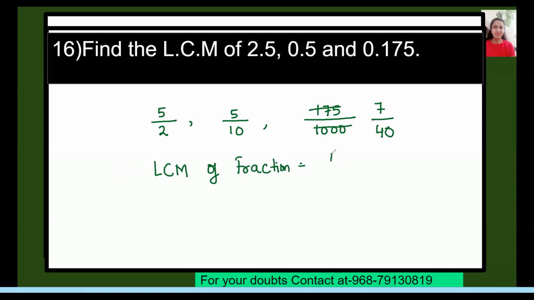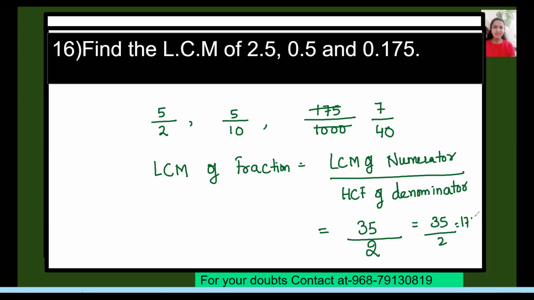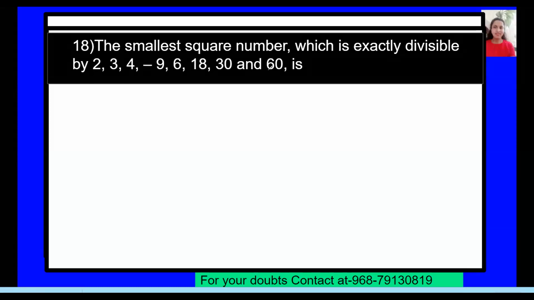is equal to LCM of numerator divided by HCF of denominator. So here if we find LCM of numerator, we get 35 and HCF of denominator is 2. So how much is the answer? This will be simply 35 by 2, that is 17.5. That gives us the answer. Now here, the smallest square number which is exactly divisible by these numbers.